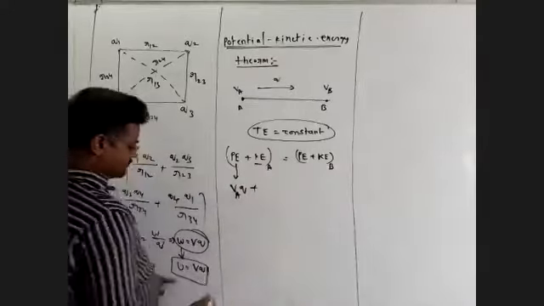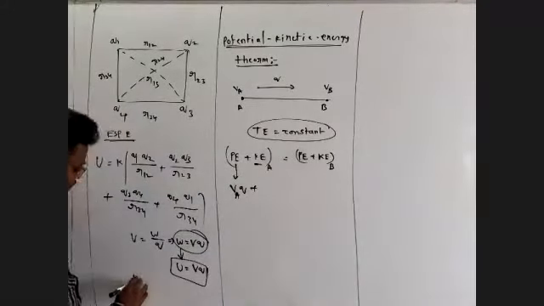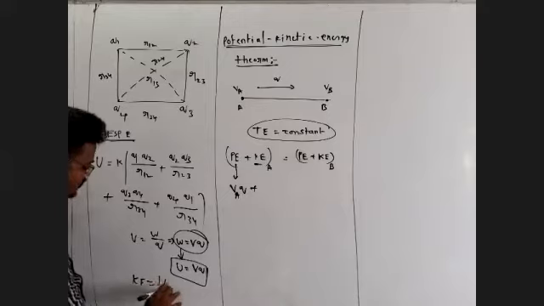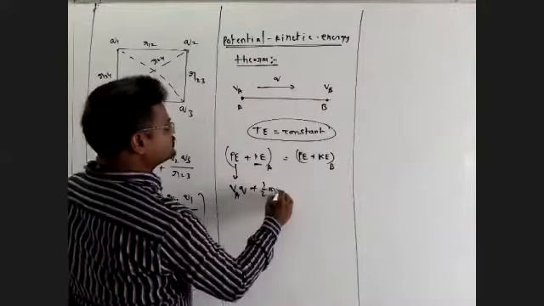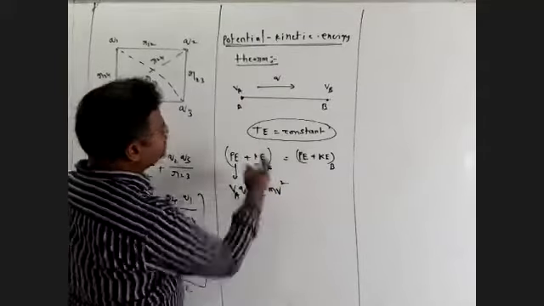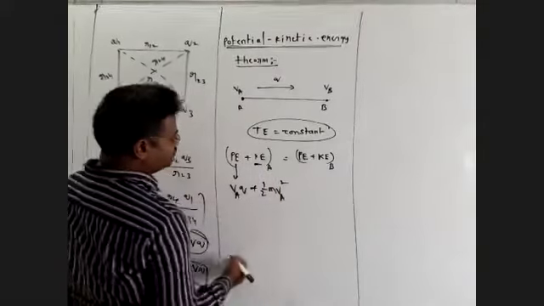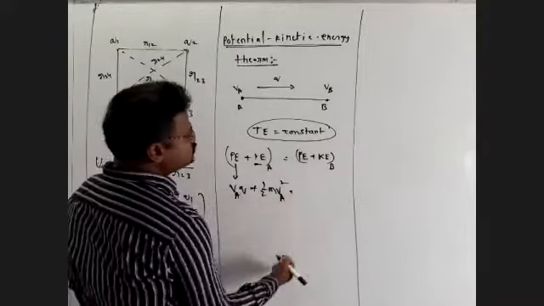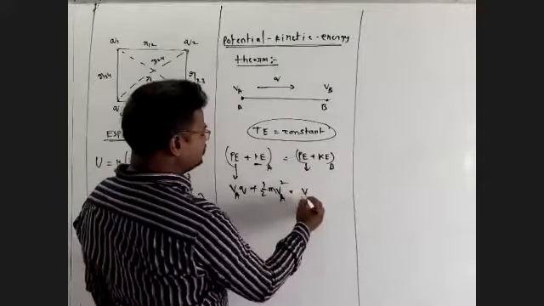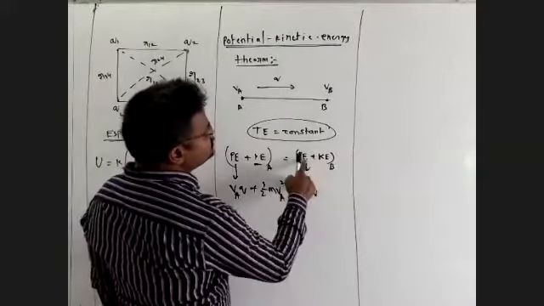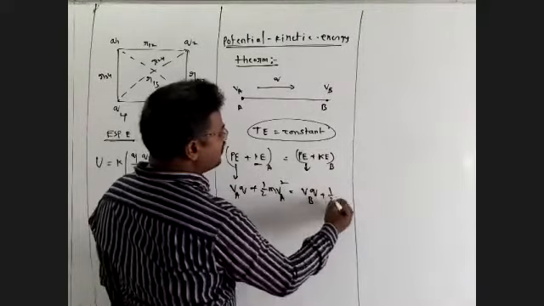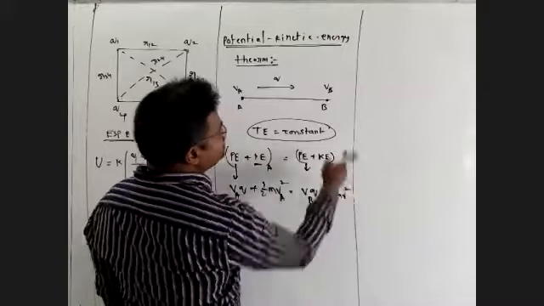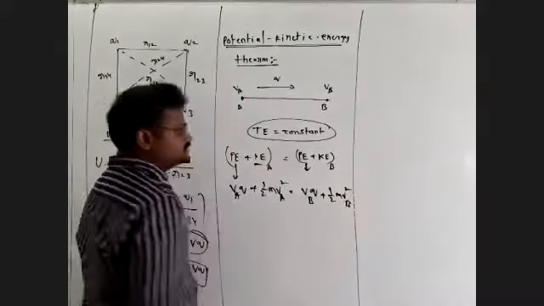Plus kinetic energy. What is the kinetic energy formula? The kinetic energy is equal to half mv square, the general formula. At A point, that is half m VA square. VA square is plus your potential energy VQ. This is the potential energy at B point, plus the kinetic energy half m VB square at B point.